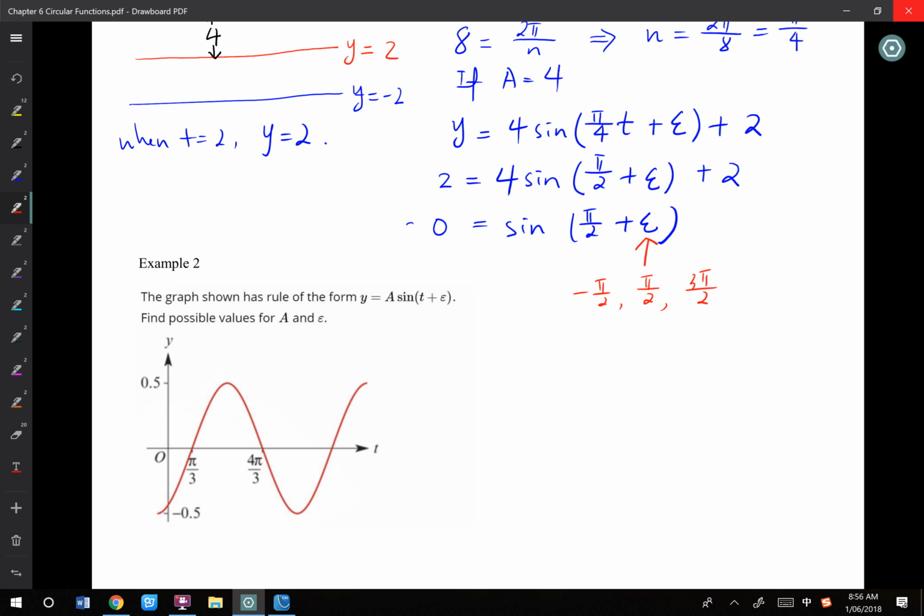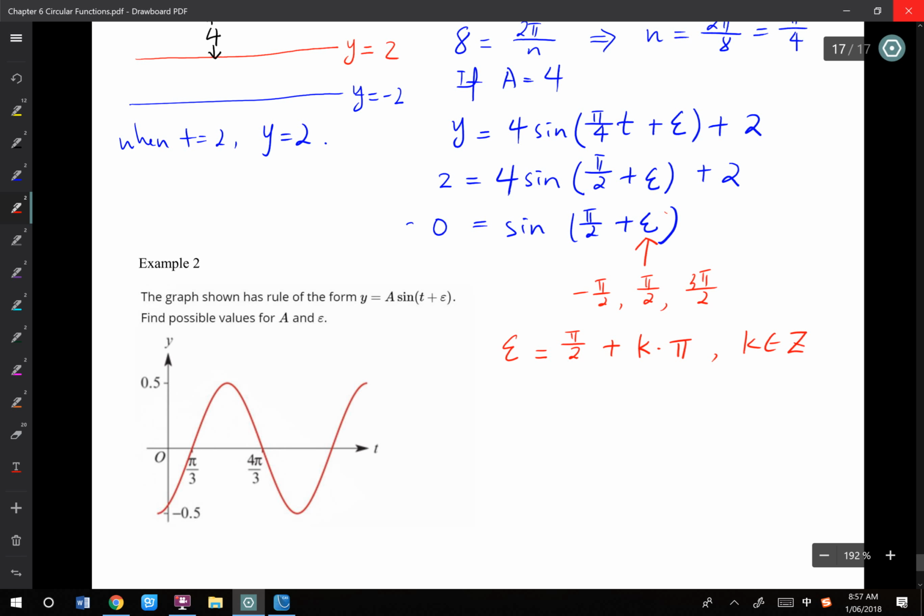And pi, right? It's adding pi. Minus √2, adding pi gives you √2, and add another pi gives you 3√2. So this value can be, let's say, just that plus k times pi, where k belongs to Z. Okay, same as the general solution.